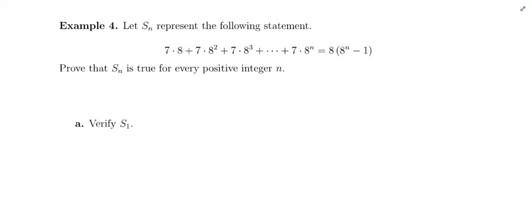Example 4. Let Sn represent the following statement. 7 times 8 plus 7 times 8 squared plus 7 times 8 cubed plus all the way to plus 7 times 8 to the nth power is equal to 8 times 8 to the nth power minus 1. Prove that Sn is true for every positive integer n.